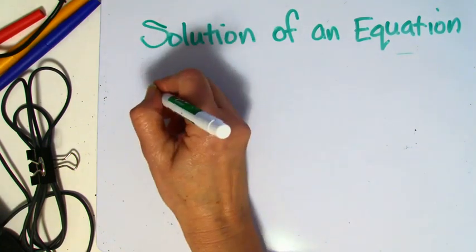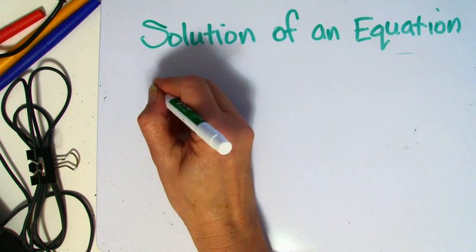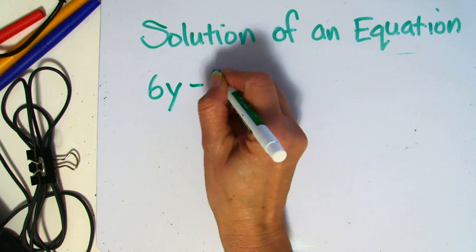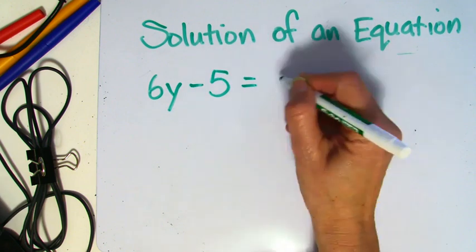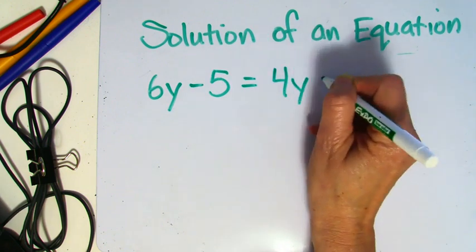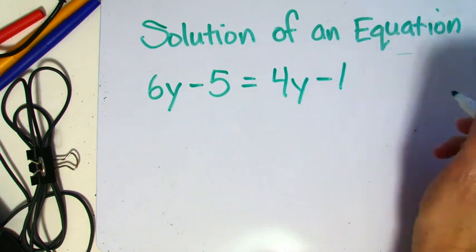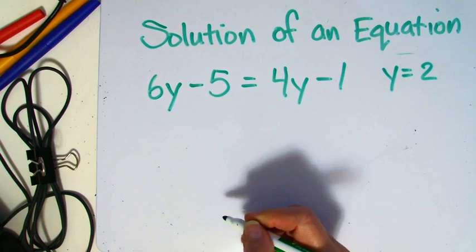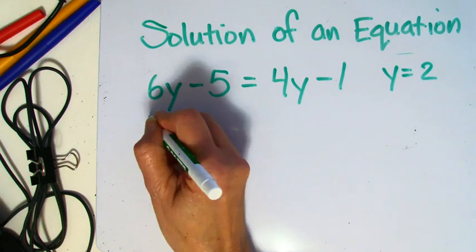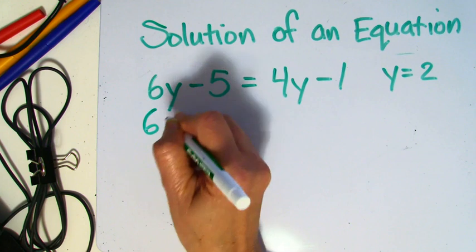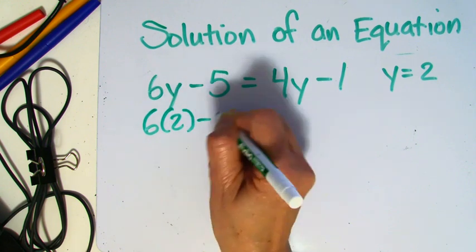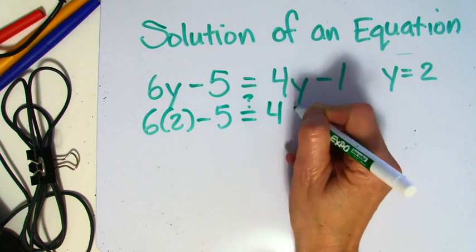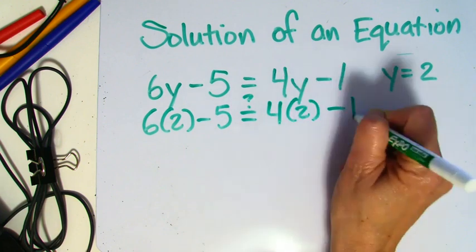In this equation, we have a variable on both sides. We have 6y minus 5 equals 4y minus 1. And I'm going to say that y equals 2. Now I need to substitute. 6 times 2 minus 5. Is that equal to 4 times 2 minus 1?